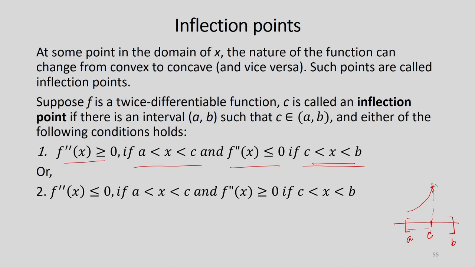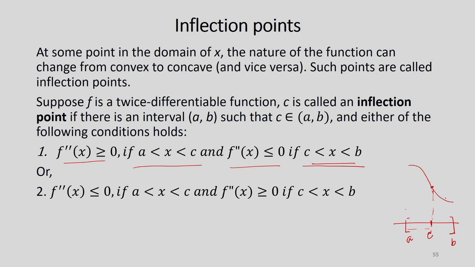What happens in the second case? In the second case, it is just the opposite. So you take any x between a and c, that is to the left of c, then the second derivative is negative, okay? And what happens to the right of c? The second derivative is positive, okay? So I can write it like this. Second derivative is negative means what? It is something like this. It's a concave function, right? It's becoming more and more steeper in a negative way. And to the right of c, it becomes a convex function.